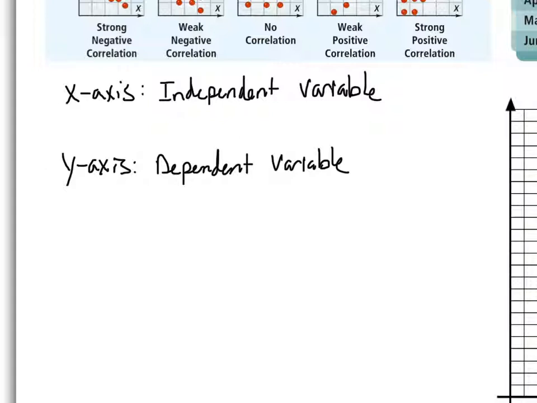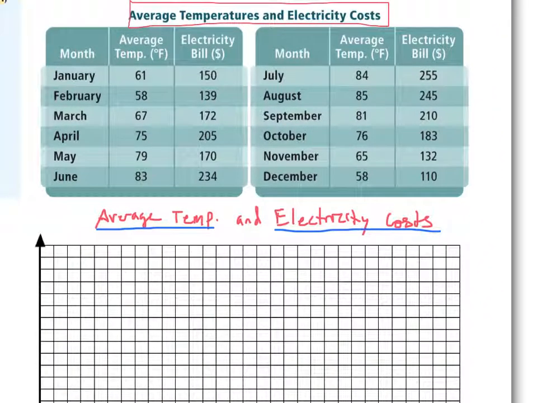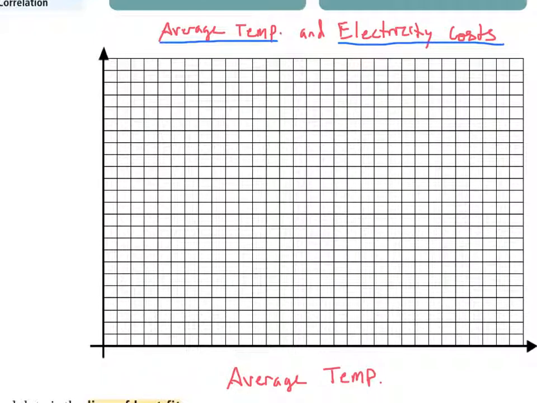What that means literally is that the x-axis is things that can stand alone. For example, time is a good example of an independent variable. Time is independent of any other outside forces. We can't change time. If we look back at our data, we're dealing with temperature and electricity costs. We're talking about outside temperature here. We don't control that. Mother Nature does. So average temperature is going to be our x-axis, making our y-axis, or dependent variable, the electricity cost.